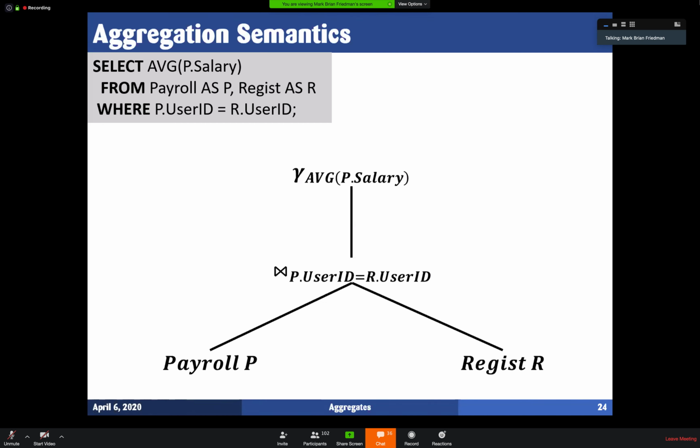Maybe you don't care about the join here. That would probably help you. In that case, if you just want average salaries.